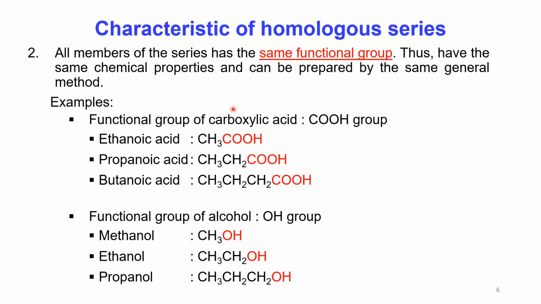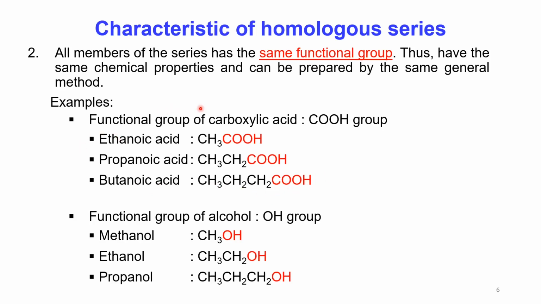Okay, an example is carboxylic acid, where the functional group is COOH, the carboxyl group. So we have ethanoic acid with 2 carbon atoms, CH3COOH. Propanoic acid, CH3CH2COOH, and then we have butanoic acid with 4 carbon atoms in the molecule, CH3CH2CH2COOH.